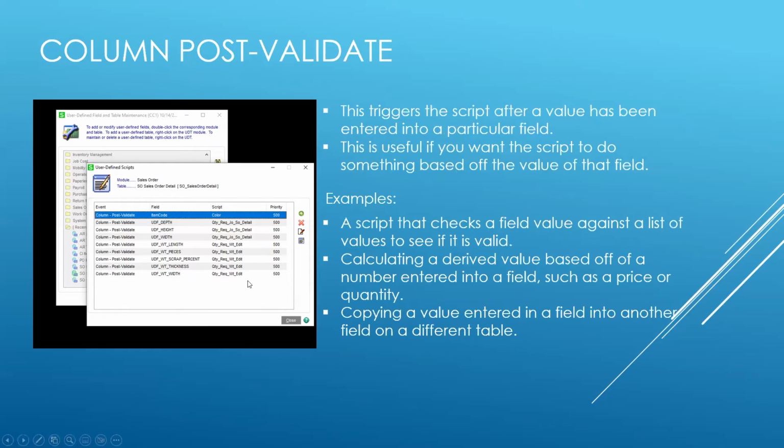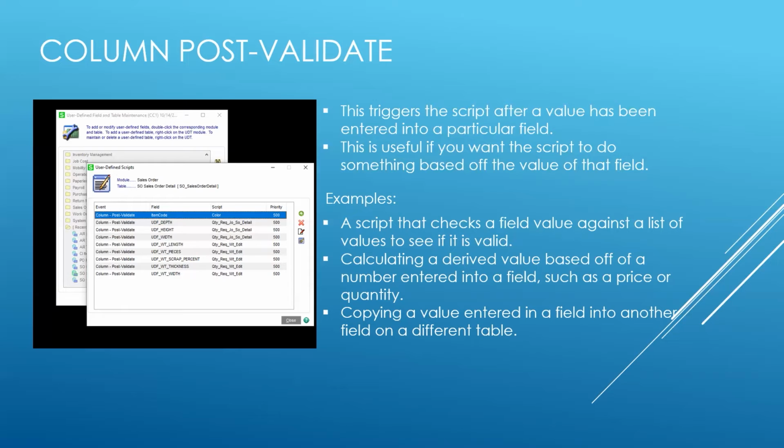So let's talk about column post-validate and what that means. A script set to column post-validate triggers after a value has been entered into a particular field. So in the user interface, we click into a field to enter a value. Say, again, this script is looking at the item code. So I put in the item code, and then this particular script, which I will show as an example later, pulls a value for color from the item code record. And so after I enter the item code, the script knows to go and get that value and then write it back to the line. And that's mainly what this is useful for.